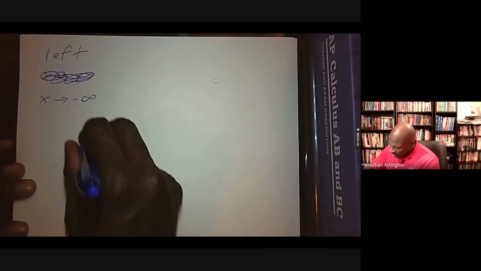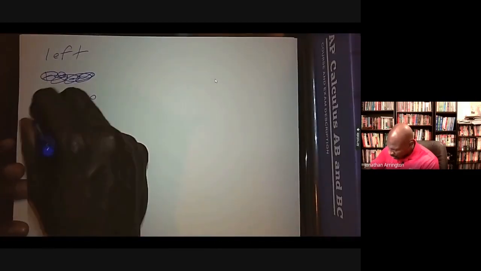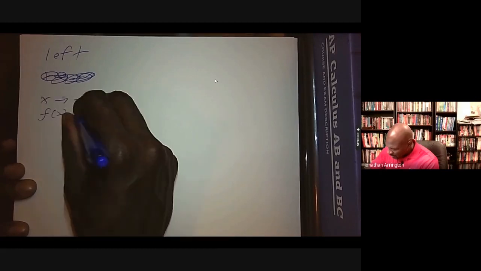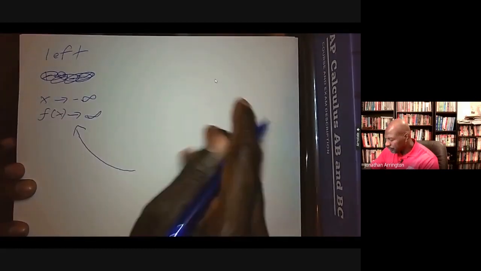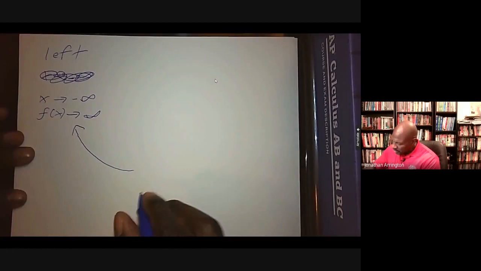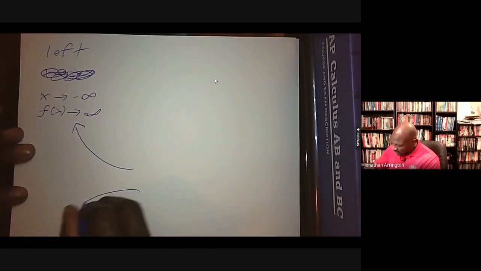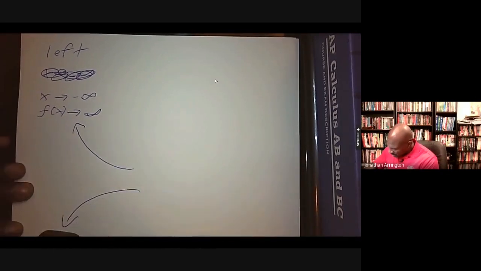Either the graph is going to shoot straight up, and so we say f of x is going to infinity, or the graph is going to shoot straight down. And in that case, we say f of x is tending to negative infinity as x goes to negative infinity.